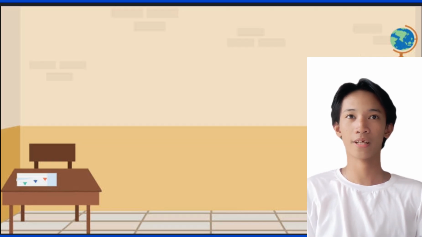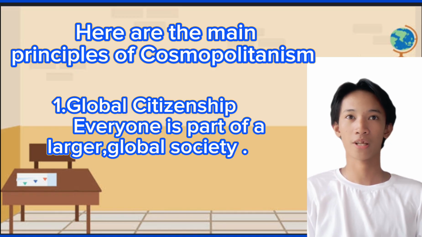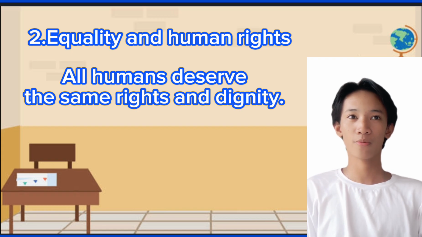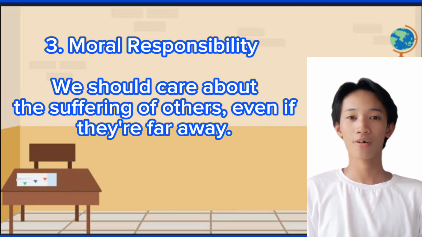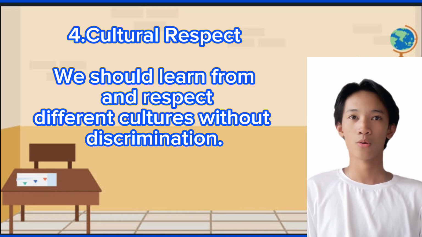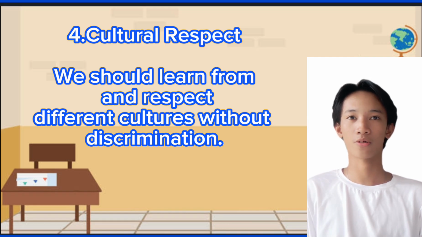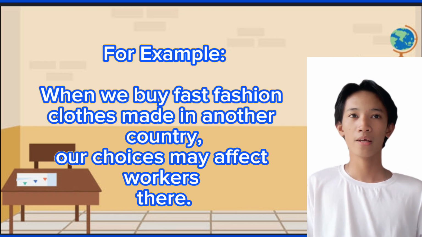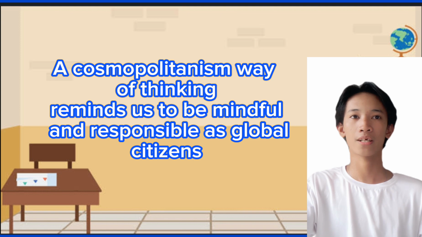Core principles of cosmopolitanism. Here are the main principles. Number 1. Global citizenship. Everyone is a part of a larger global society. Number 2. Equality and human rights. All humans deserve the same rights and dignity. Number 3. Moral responsibility. We should care about the suffering of others even if they are far away. Number 4. Cultural respect. We should learn from and respect different cultures without discrimination. Number 5. Interconnectedness. What we do affects people around the world. For example, when we buy fast fashion clothes made in another country, our choice may affect workers there. A cosmopolitan way of thinking reminds us to be mindful and responsible as global citizens.